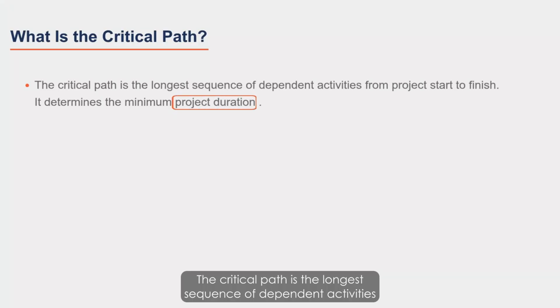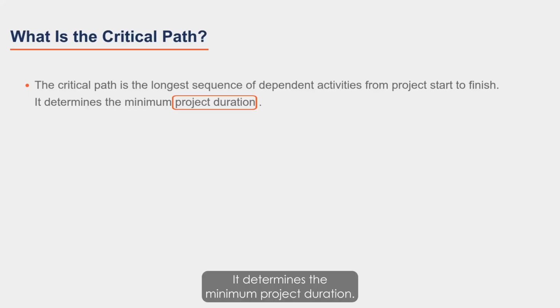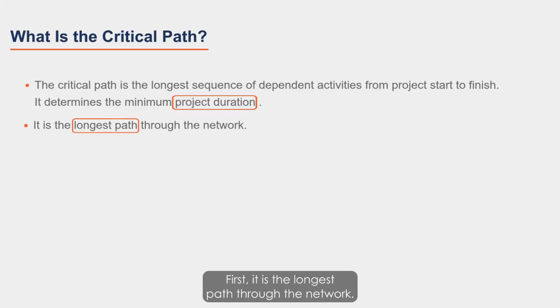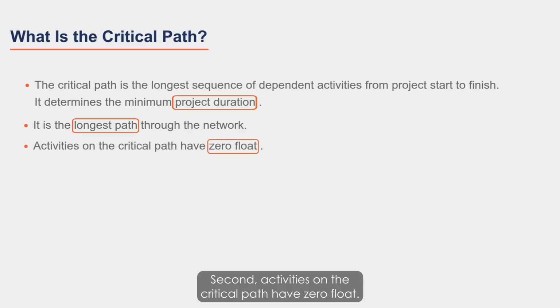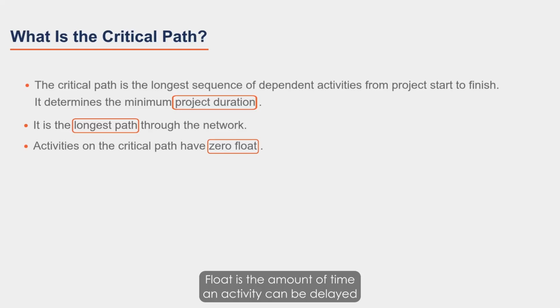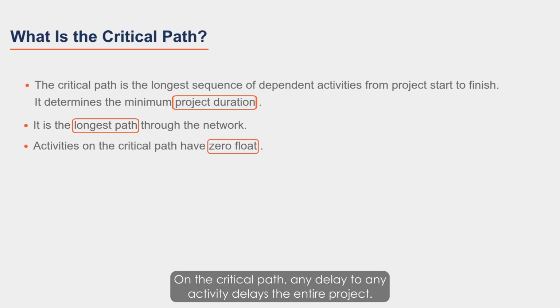The critical path is the longest sequence of dependent activities from project start to finish. It determines the minimum project duration. Two things define the critical path. First, it is the longest path through the network. Second, activities on the critical path have zero float. Float is the amount of time an activity can be delayed without delaying the project. On the critical path, any delay to any activity delays the entire project.